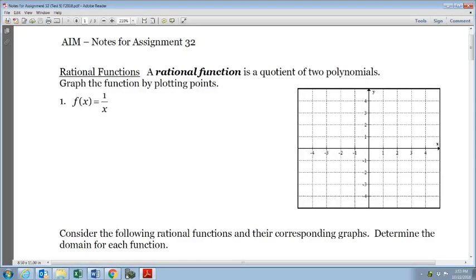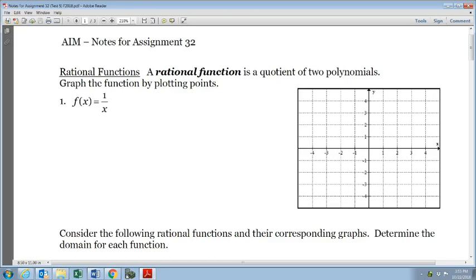In this video I'm going to be going over the assignment 32 notes, and this assignment deals with rational functions. We'll basically lay a foundation for a good understanding of rational functions, and then when we get to assignment 33 we'll actually be graphing rational functions using all the things we learn in this lesson. So let's go ahead and get started.